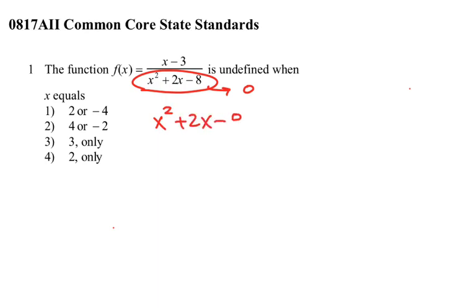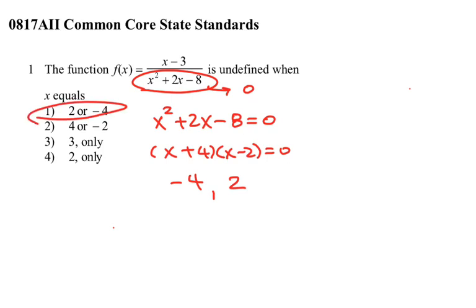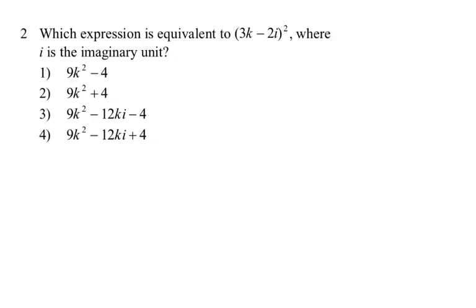So what I'm going to do is set the denominator equal to 0. Then we can factor that with x plus 4 and x minus 2 equal to 0. Then we realize that x cannot be negative 4 or positive 2. So therefore, choice 1 would have been the answer.